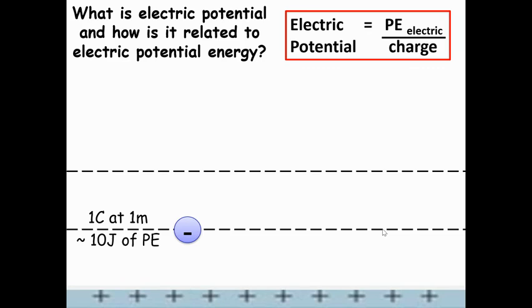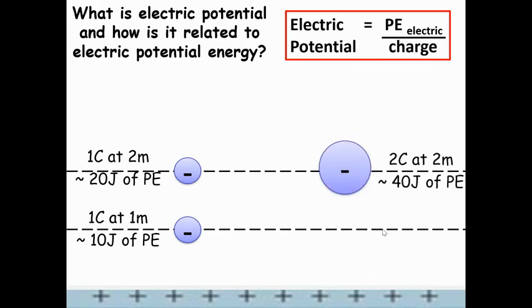Well, we know this negative charge wants to be attracted to the positive plate. So the farther away from that positive plate you move the negative charge, the more potential energy it will have. If we move this negative charge up to a height of 2 meters away from the positive plate, well, 1 coulomb of charge at 2 meters, let's say it has 20 joules of electric potential energy. Okay, so we know that by changing the distance, you can change the electric potential energy of this charge.